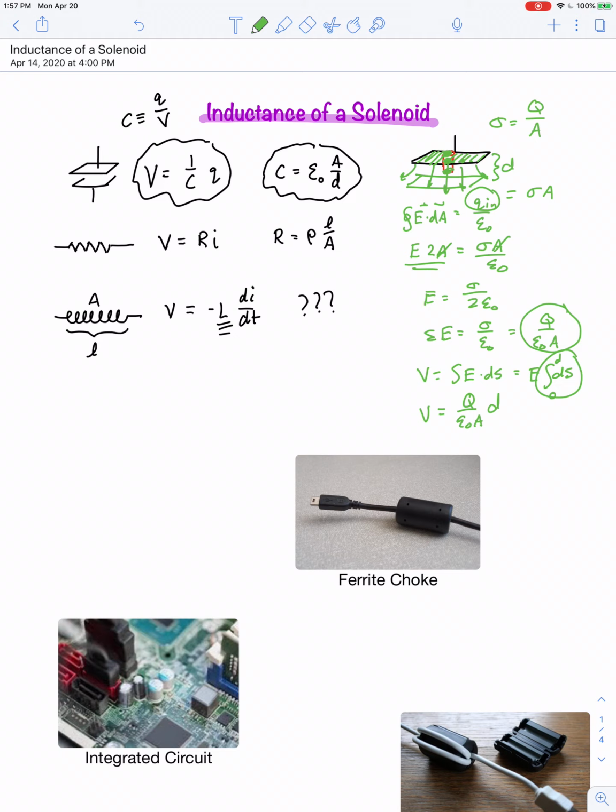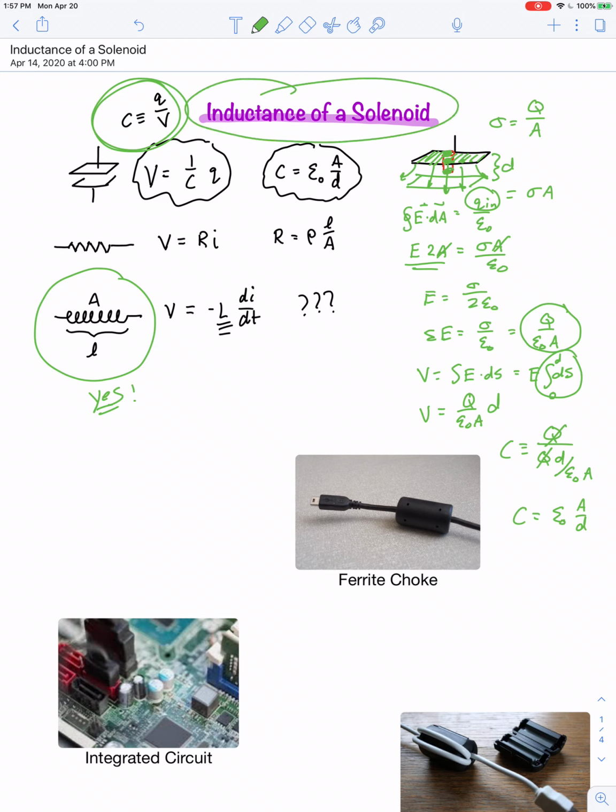So if capacitance, by definition, is equal to charge over voltage, then it's Q over Qd over epsilon naught A. The Q cancels out, and lo and behold, we had it right. Capacitance is epsilon naught times A over d. So is there a similar approach for finding the inductance of a solenoid? Well, it turns out, yes, there is. And that's the topic of this video lesson.